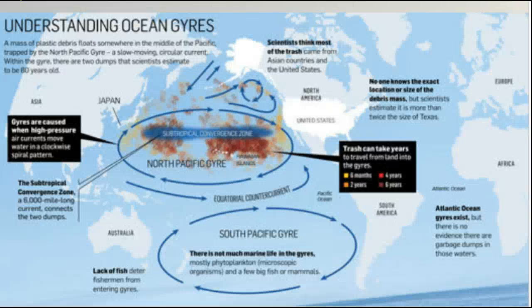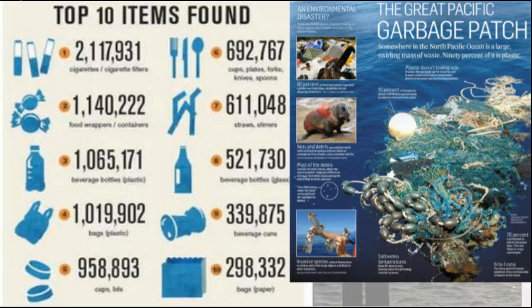So if we really start looking at the gyres here, we can see that the trash can take a long time to travel in this gyre. It can take anywhere from 6 months to 6 years to move around the gyre and possibly back to the beaches again. There are garbage patches out in the Atlantic Ocean too, but they don't seem to have the same severity as the Pacific one. So if you start to look at some of the things that are contained in here, you see again and again plastics, plastics, plastics, and all sorts of containers and packaging.